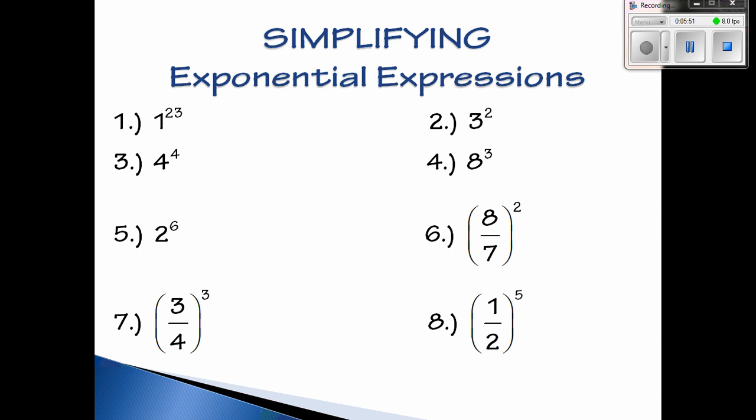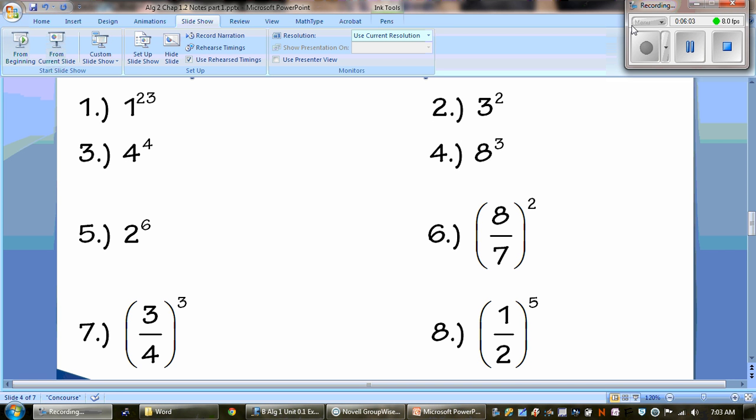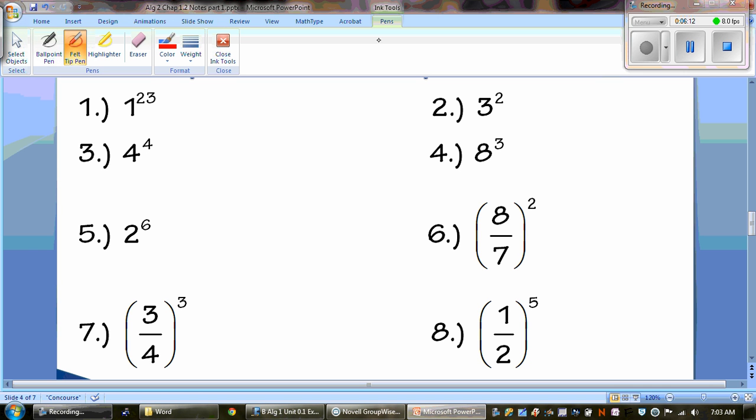All right, let's talk about simplifying some of these. Did the answers pop up? No. Okay. So 1 to the 23rd. How would you solve that? Well, that's 1 times 1 times 1, and so on, 23 times. Okay? No matter how many times you multiply 1 by itself, it's always going to equal 1.